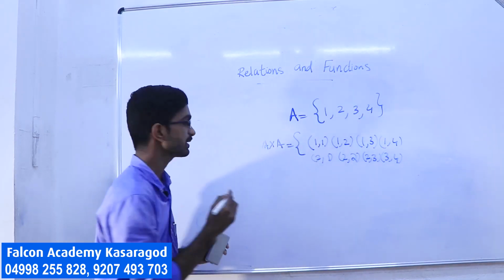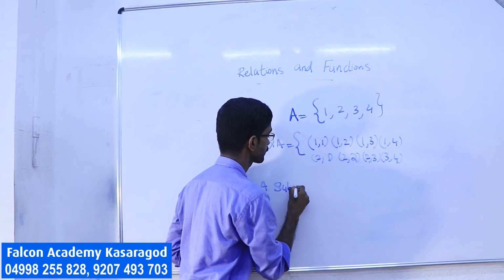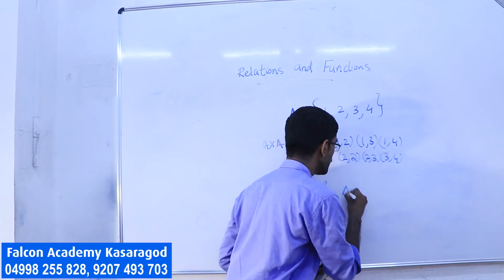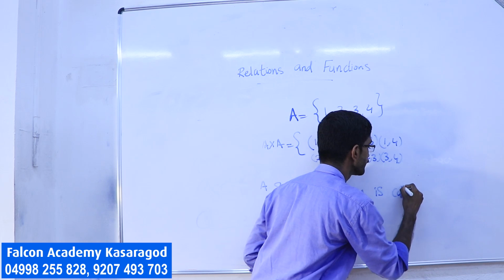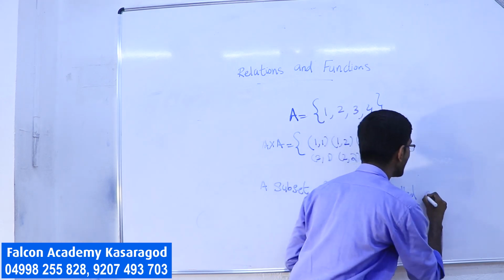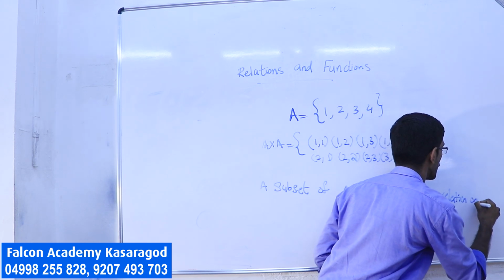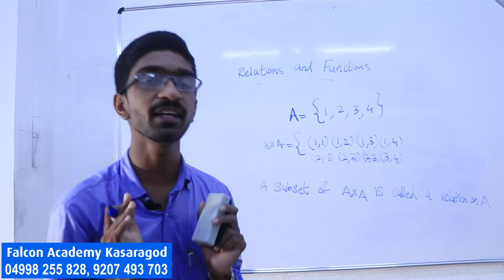So a subset of A cross A is called a relation on A.